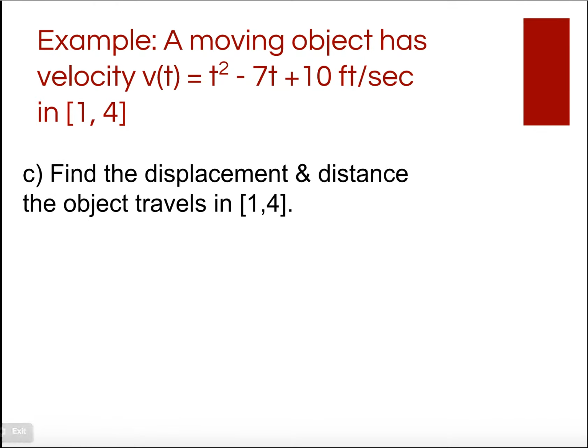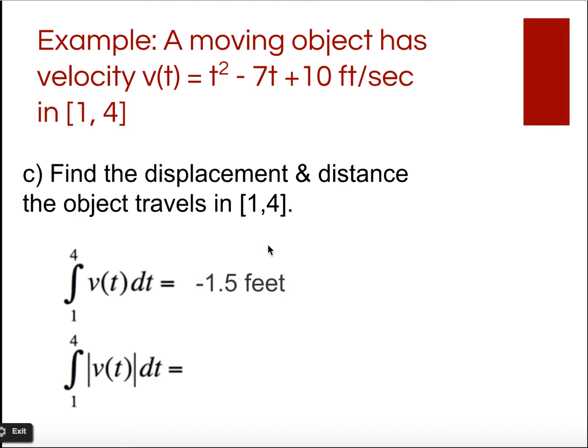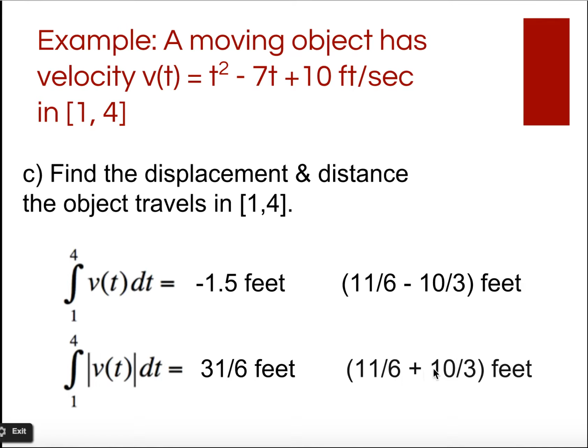question is find the displacement and the distance the object travels in the interval 1 to 4. So if we just set up our intervals from 1 to 4, the total change in displacement is -1.5 feet, meaning the object moved backwards toward its reference point. Another way you could have found this was just taking the 11/6 minus the 10/3, and you'd get -1.5 feet. The absolute value from 1 to 4, so the total distance traveled, would be adding the 11/6 plus the 10/3 feet, and 31/6 feet is the total distance the object traveled.